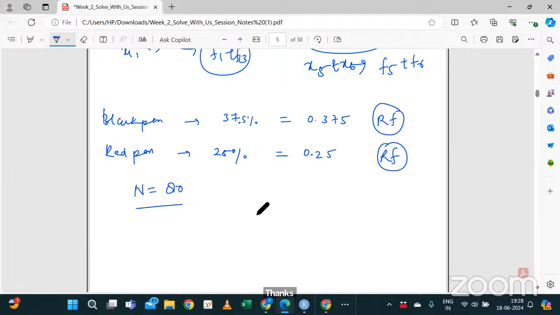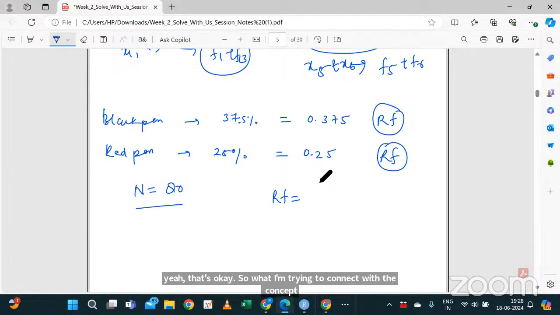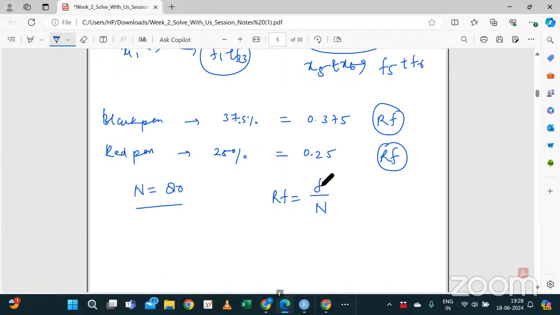Relative frequency is what? So what I'm trying to connect with the concept, okay? Why are we doing it like this? Relative frequency is frequency divided by n, right? And what is the frequency? Frequency is relative frequency into total, correct? So this is something we'll do here.